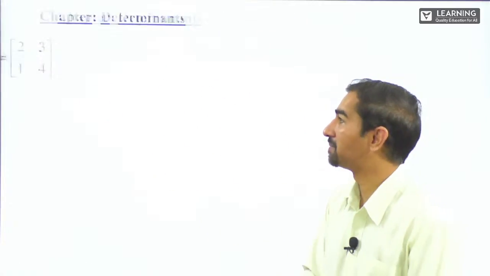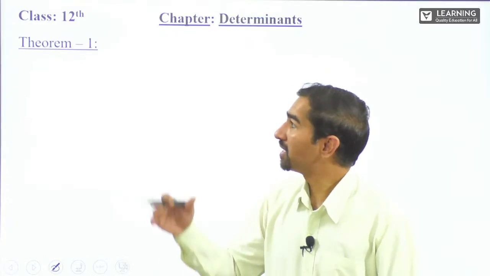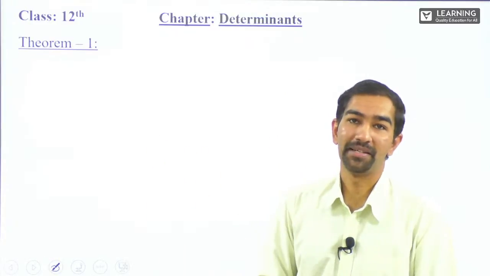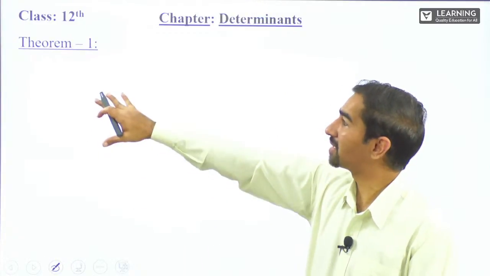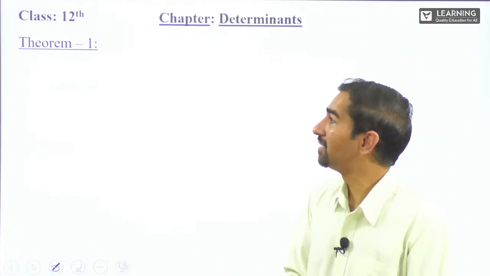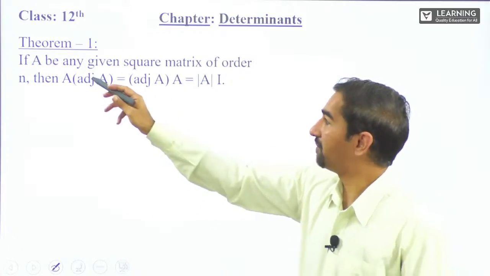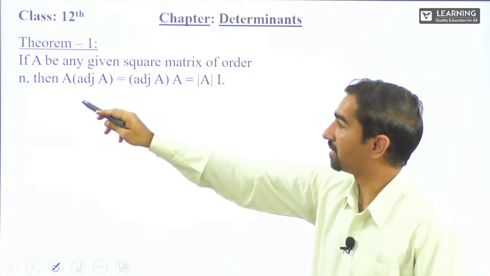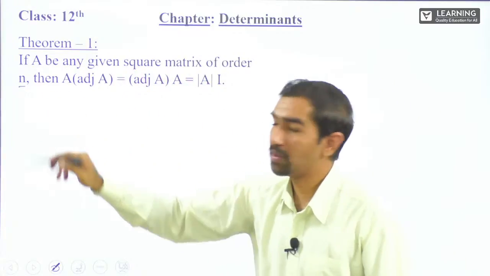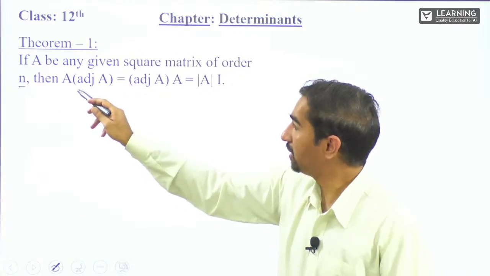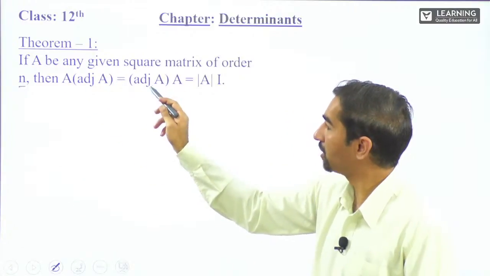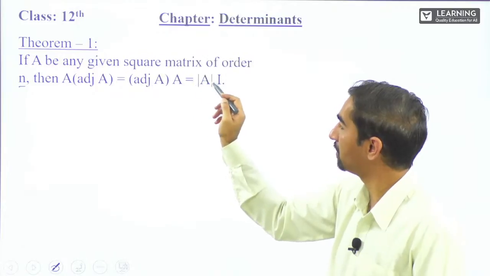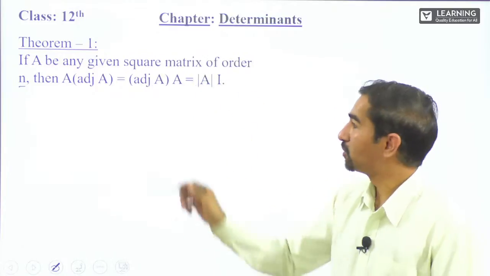Moving on to the next one. So there are a few theorems based upon the adjoint of the matrix. So you can understand these theorems are in determinants itself. Okay, the very first one: if A be any square matrix of order n, then A into adjoint of A is equal to adjoint of A into A is equal to determinant of A into I. So you can prove this, students.